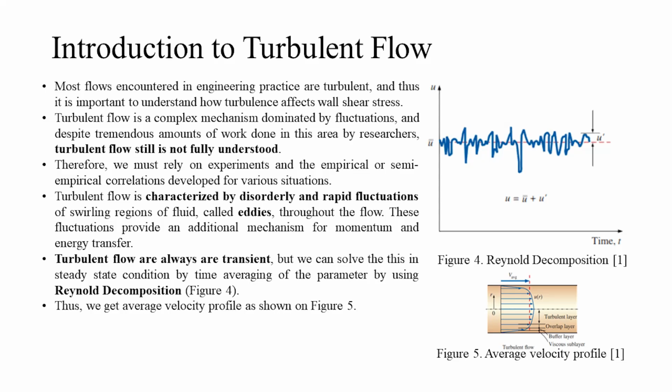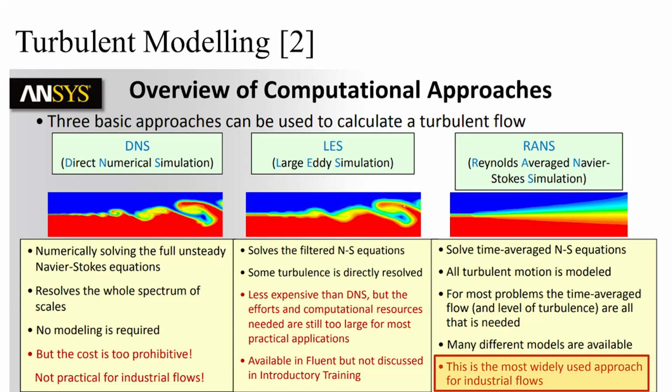Turbulent flows are always transient, but we can solve them in steady state by time averaging of the parameters using Reynolds decomposition, in which the fluctuating component is time averaged to get the mean parameters. Thus, we get the average velocity profile as shown in figure 5. Turbulent flow is very hard to model. Even a small change in any quantity changes the result.